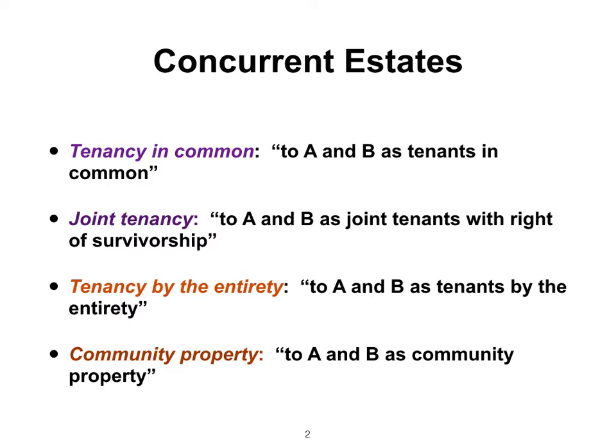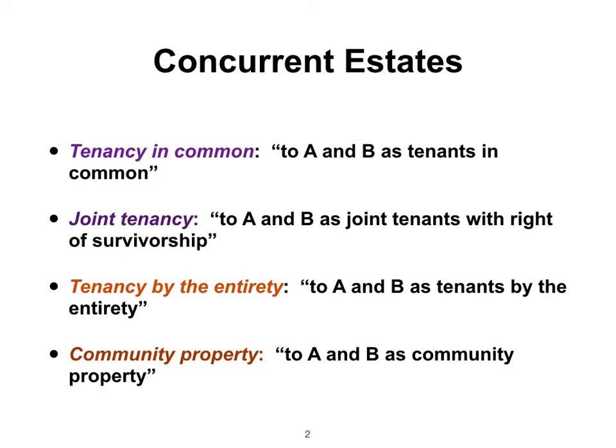But I do want to highlight that there is another way to hold property, and that is as community property. The first two types of concurrent estates that are in purple, the tenancy in common and the joint tenancy, these are tenancies that can exist regardless of marital status. With the tenancy by entirety and community property, the parties need to be married or have a common law marriage.